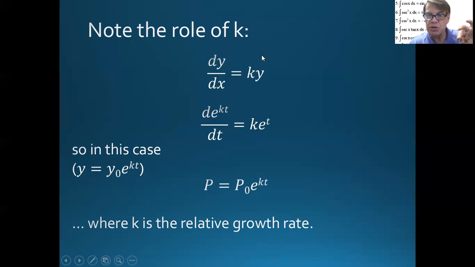That is that solutions to this kind of equation are going to be of the form y equals initial y times e to the kt. And what I've done here at the top is shown you that k, the constant, is in fact the coefficient that comes out when you take the derivative of e to the kt. So this is the form. What is the bottom line of all this? The bottom line is this equation right here.